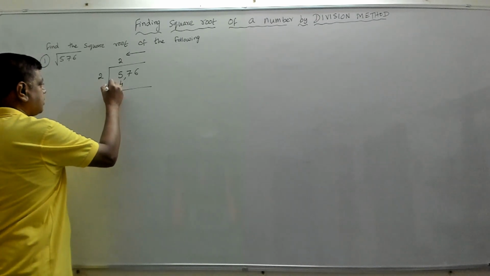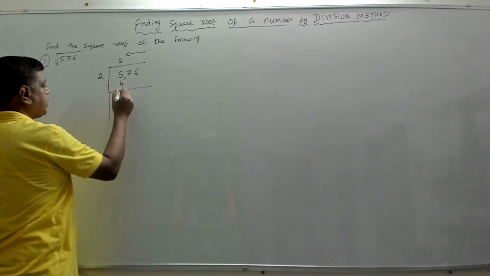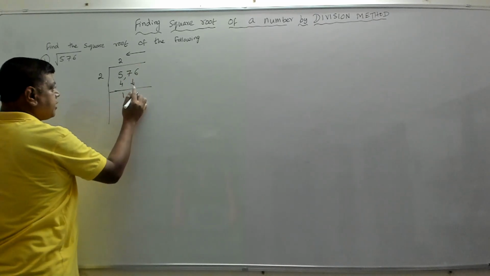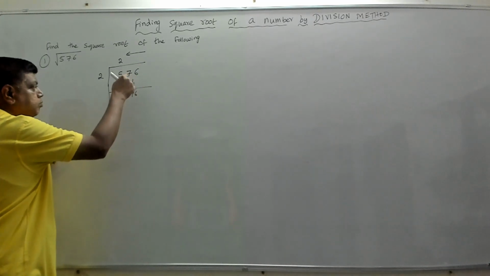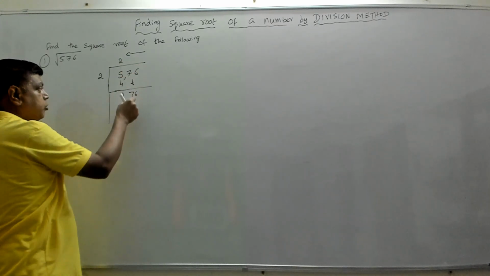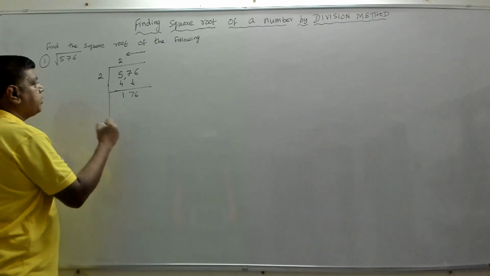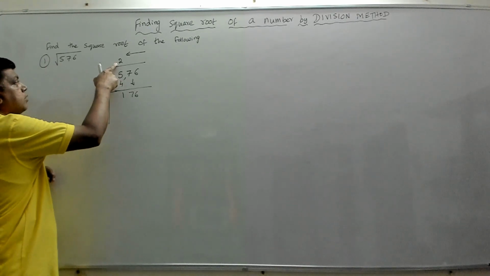Then we must subtract, 5 minus 4 is 1. Then we should bring the entire 76 together down. Don't bring them one by one. Both together, 7 and 6. 76 will come down.